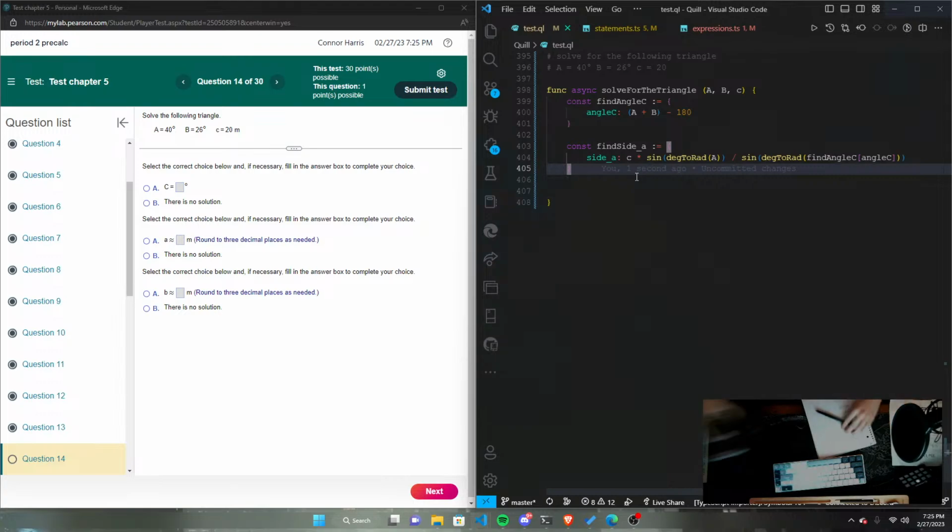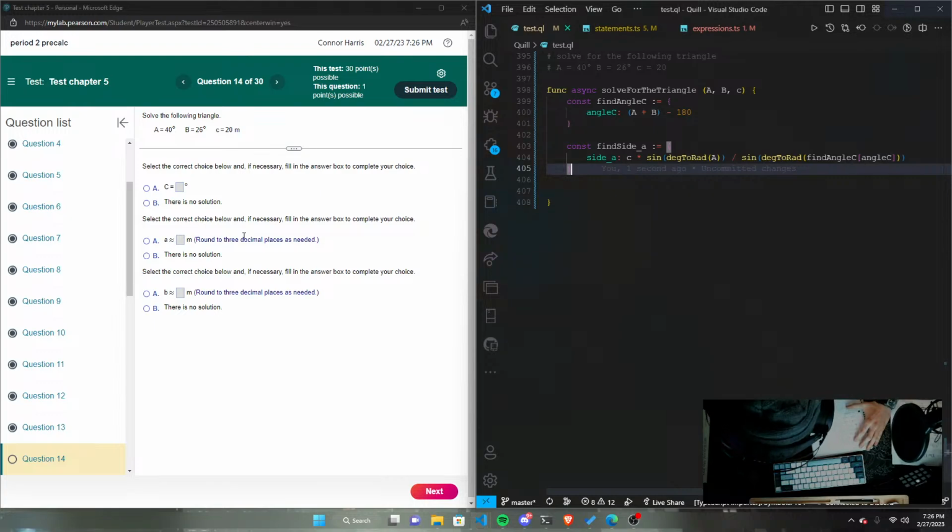Here's my calculator. We're only solving for the side, not for degrees, so we don't need to do the inverse. So we have 20 sine, I'll make sure this is in degrees though. Okay, sine of 40 divided by sine of 114. We get 14. I'll just round to 3 decimal places.